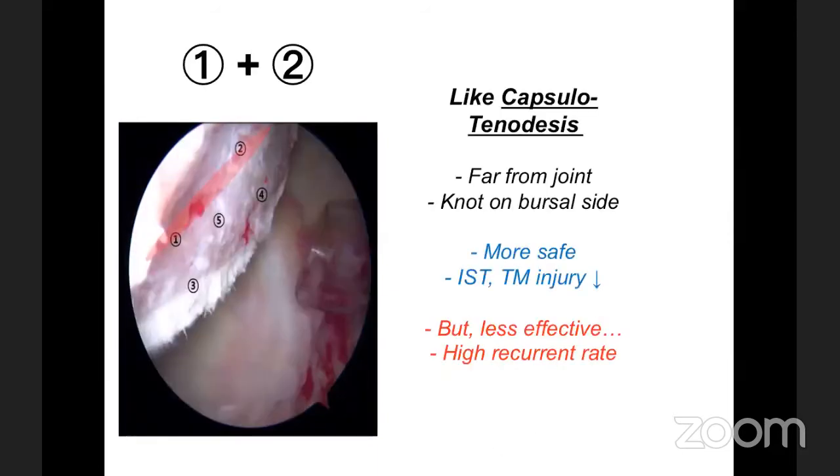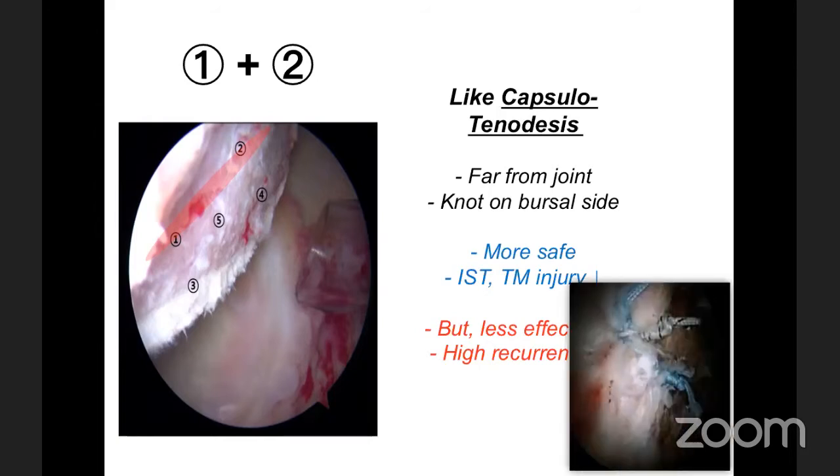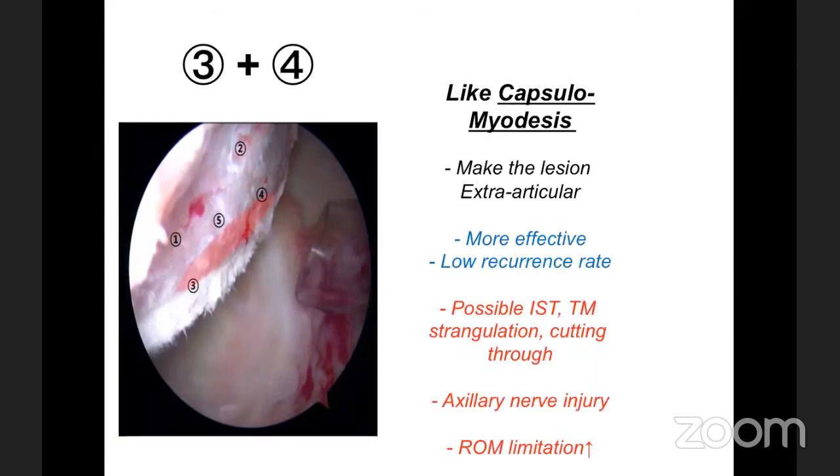If you do it at 1 and 2 position, it is more like capsular tenodesis, because you are very close to the tendon. The knots are far from the joint on the bursal side. It is very, very safe, but it's very less effective because you are not blocking completely, you are not exteriorizing the humeral head part, which is going to affect the glenohumeral range of motion, with a very high recurrence rate. That is why it has not been popular.